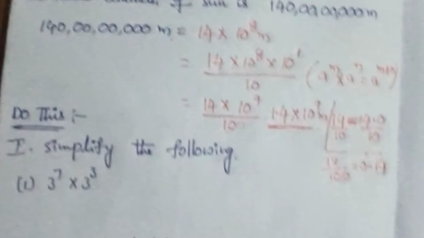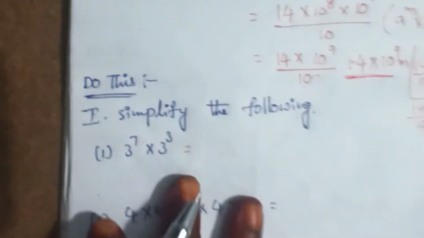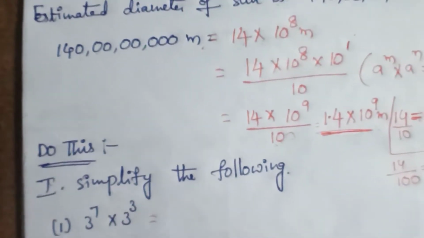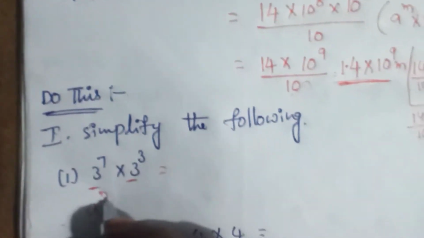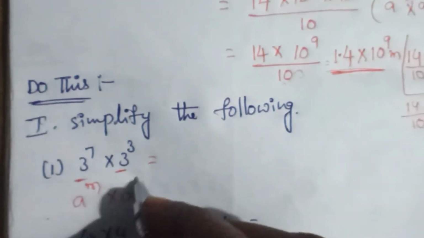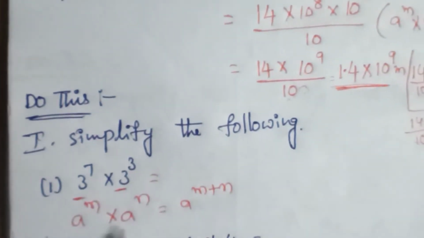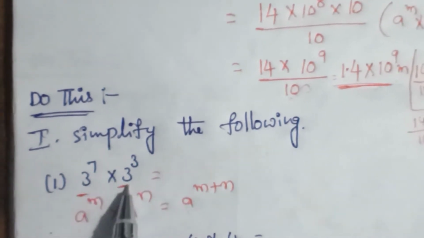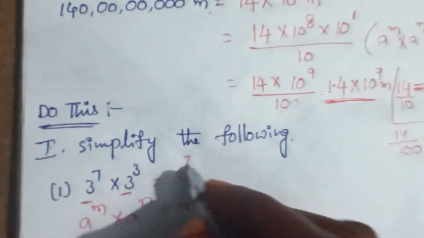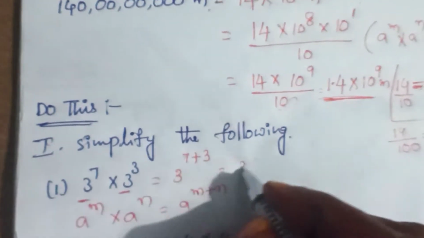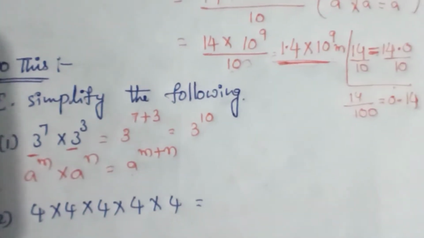Now coming to the do this: simplify the following. Here we have 3 power 7 into 3 cube. Here the bases are equal. So a power m into a power n is equal to a power m plus n. This is the formula. So we can add these exponents. You get 3 power 7 plus 3, that is equal to 3 power 10.